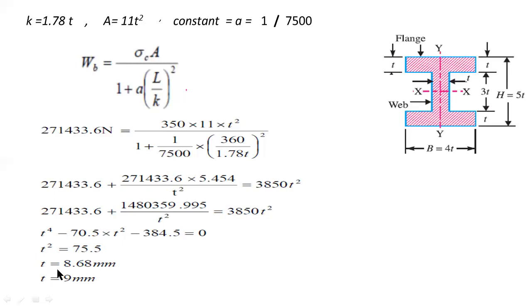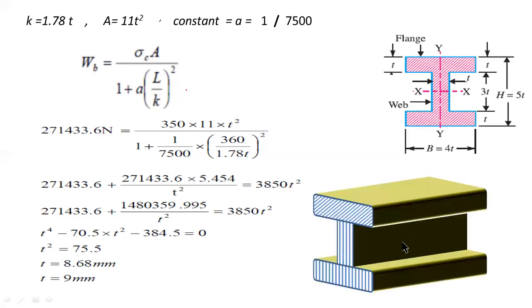Okay, t equal to 8.68. The rounded value is 9 mm. So this is the value of thickness of the flange of the I cross section. Okay, so this is the isometric view of the connecting rod I cross section. This is the length of the connecting rod. Okay, this is the shape.